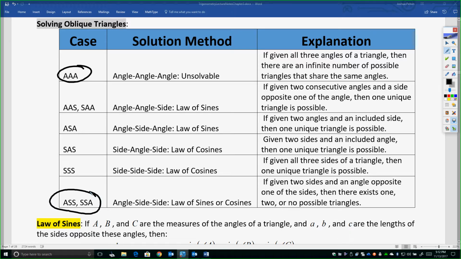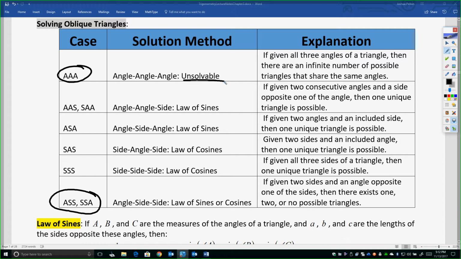So in geometry, those didn't work for the congruency cases, and the same thing here. They're going to cause problems because if you have three angles, that does not make a unique triangle. It is an unsolvable triangle because it'll give you an infinite number of triangles. So if it's AAA, you can't do the problem.